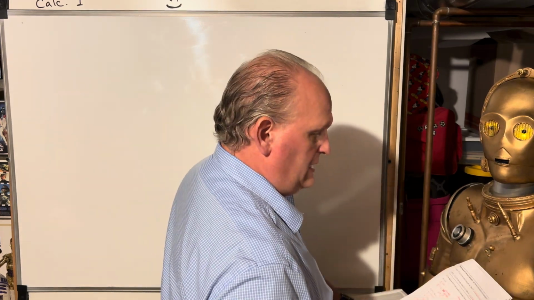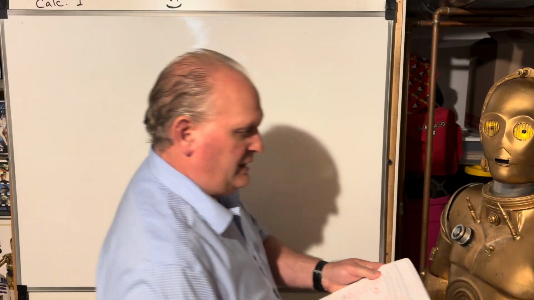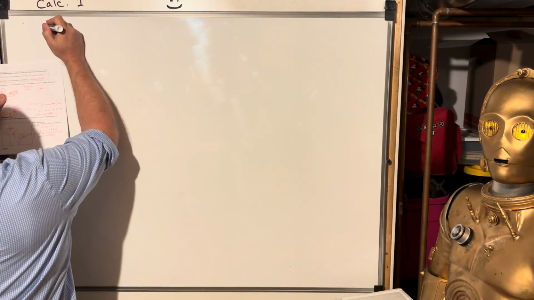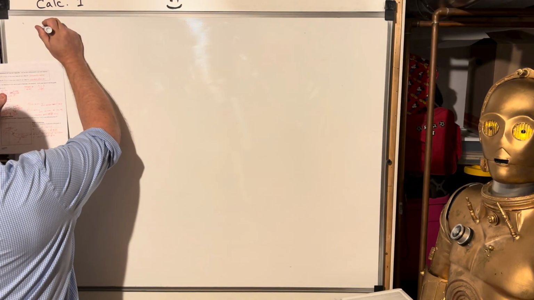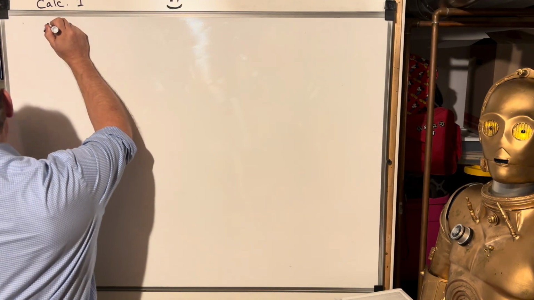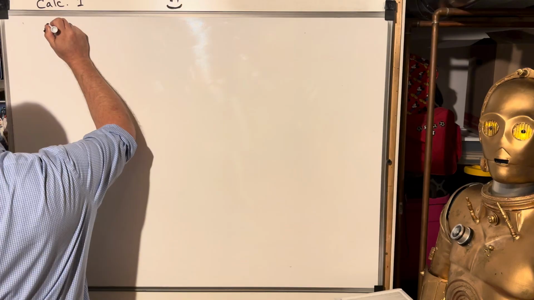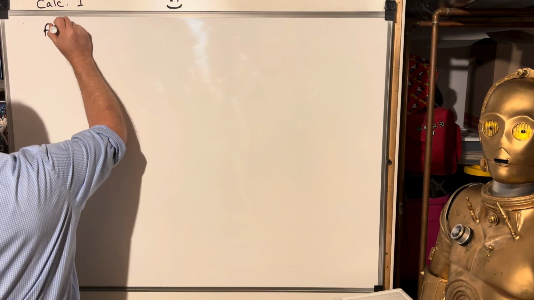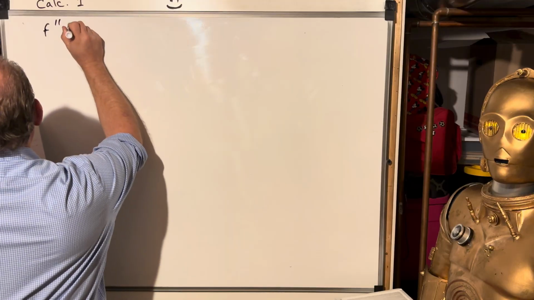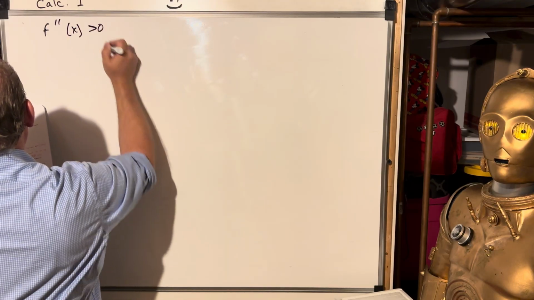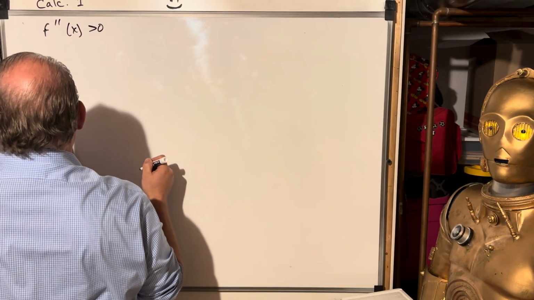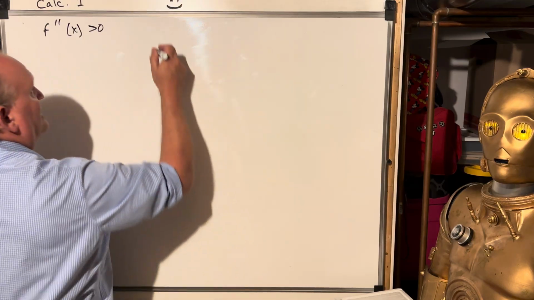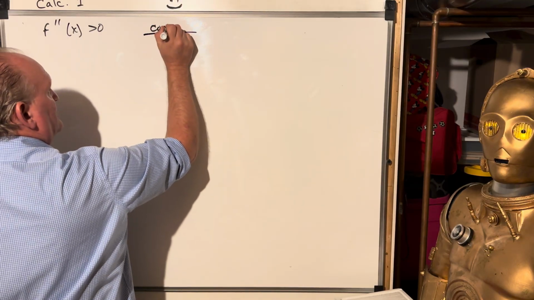So page 18, they have use the theorem. Okay, what is the theorem? Let's fill in for the theorem, a little box on the top of page 18. If f double prime of x is greater than 0 for every value of x in the interval I, then f is concave up.